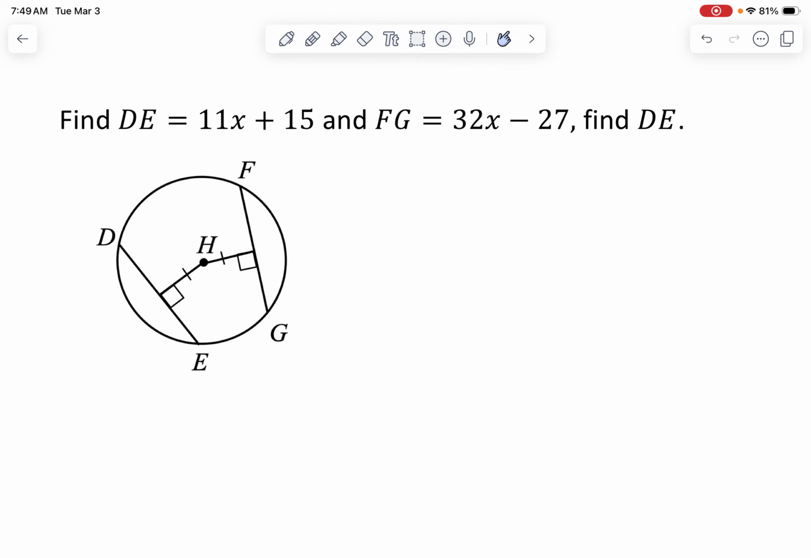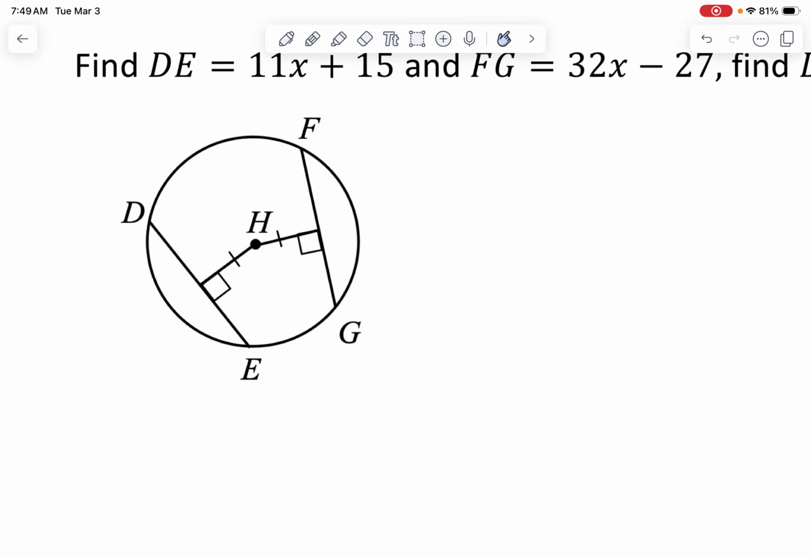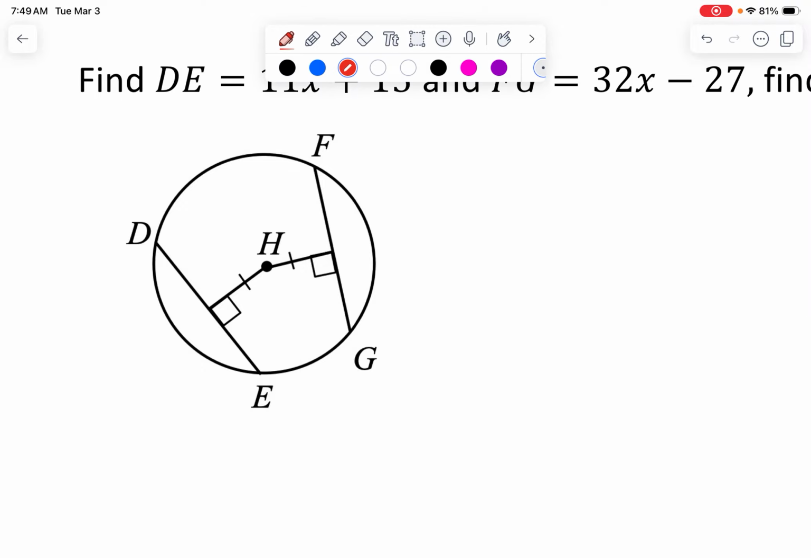All right, find it says DE is equal to 11x plus 15. I think that's supposed to say if DE is 11x plus 15, FG is 3x minus 27, find DE. All right, so the length of DE is this one. So that is 11x plus 15. And FG is 3x minus 27.